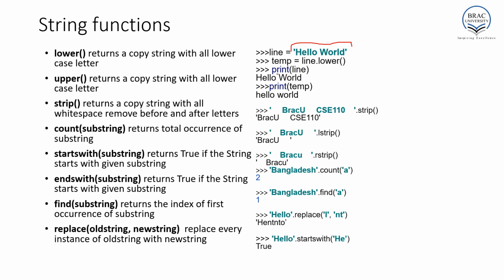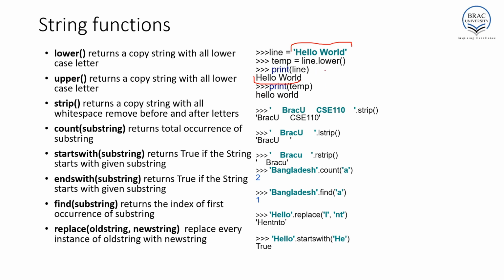In the third line, when we print the line variable, we see hello world is printed just like before. So this means that when invoking the lower function, this does not change my original string. And then when I print the temp variable, we see a string of hello world is printed. However, all of these characters are in lowercase forms.